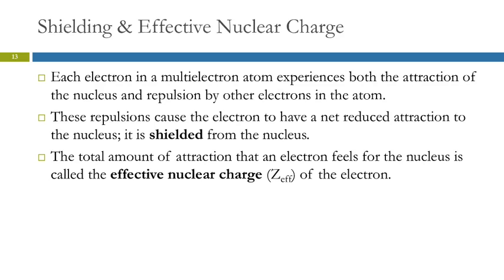So each electron in most atoms experiences an attraction from the nucleus and repulsion by other electrons. They're like, I'm really attracted to this nucleus, but it'll get away from me, right? That electron over there, I don't know about this. So there's this conflicting attraction and repulsion. So the repulsions cause the electron to have a net reduced attraction to the nucleus. We say that it is shielded from the nucleus.